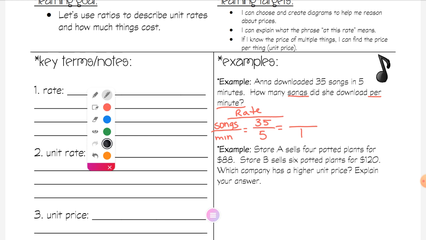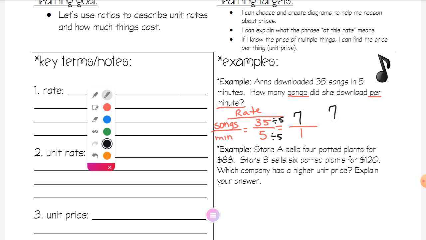How do I turn a 5 into a 1 using multiplication or division, Emmy? Divide by 5. So I'm going to show divide by 5. If I divide the bottom by 5, I have to divide the top by 5. What is 35 divided by 5? 7. Your unit rate answers will have 2 labels. They will all have the word per. Who can give me that using the word per? Tatum? You can just give me something per something. 7 songs per. Good job.